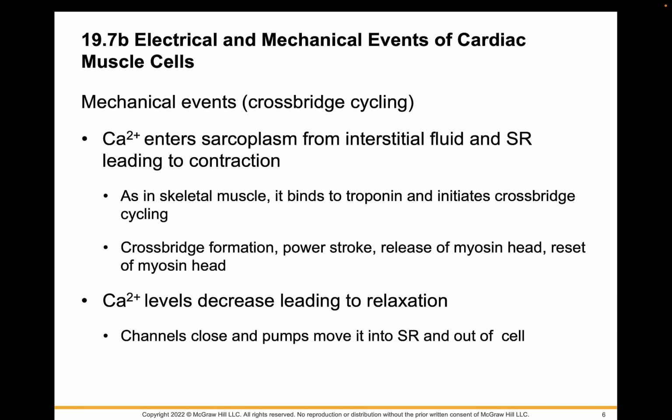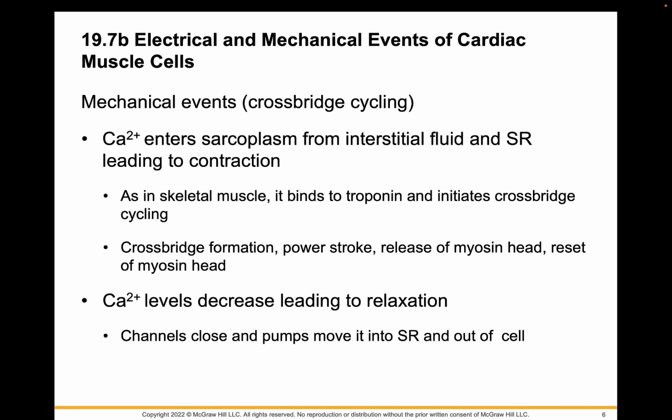Now, what we have to keep in mind here is what is being initiated by this electrical process and these action potentials. Remember, electrical first, mechanical second. So because of these electrical events, we are now going to see cross-bridge cycling, just like what happened when you saw force being produced in skeletal muscle.